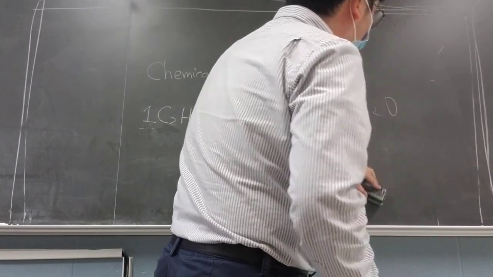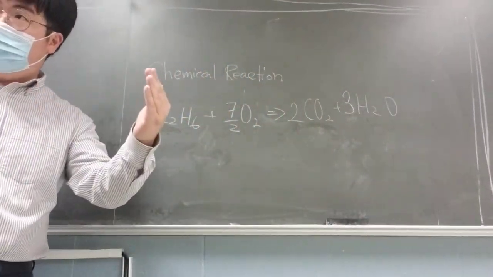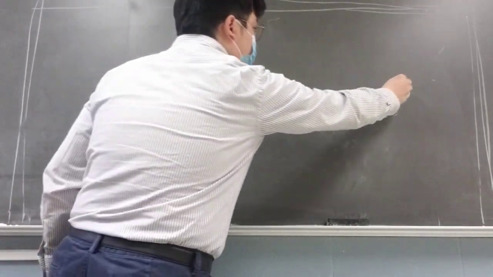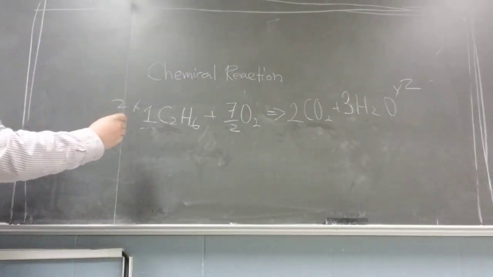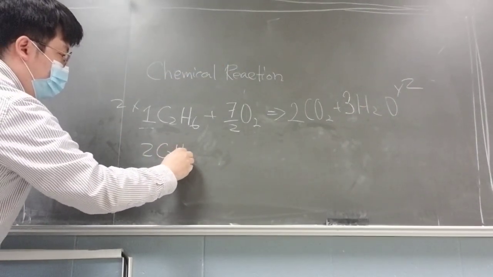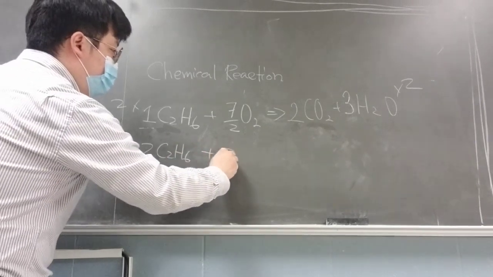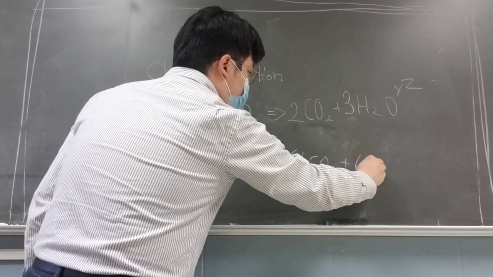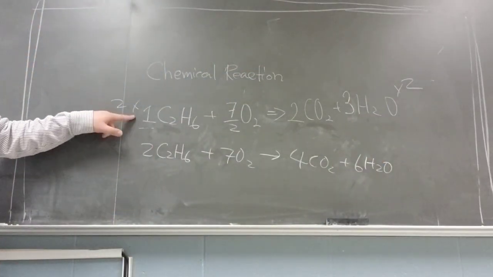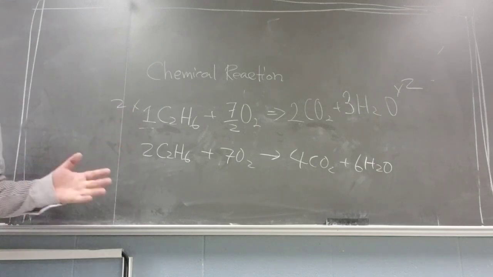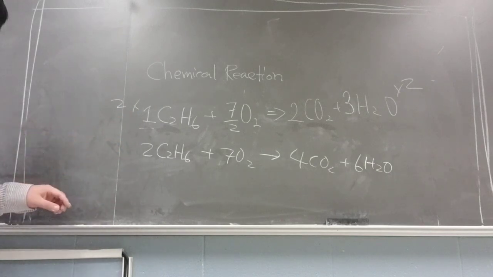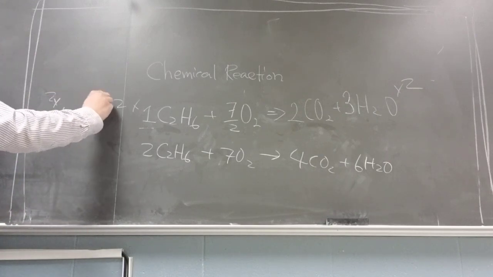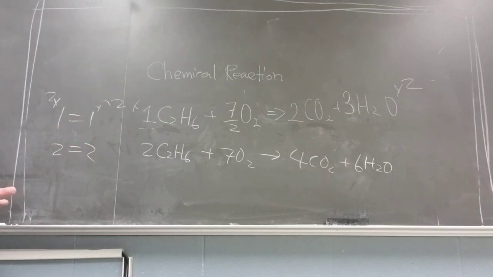But if you don't want to have a fractional number in your equation, then what you can easily do is multiply each side by 2. So that makes 2C2H6 plus 7O2 make 4CO2 plus 6H2O. Same. This equation is actually the same thing, because we only doubled both sides. Like if you have 1 equal to 1, and you multiply by 2 on both sides, 2 equals 2, it means the same thing, right?